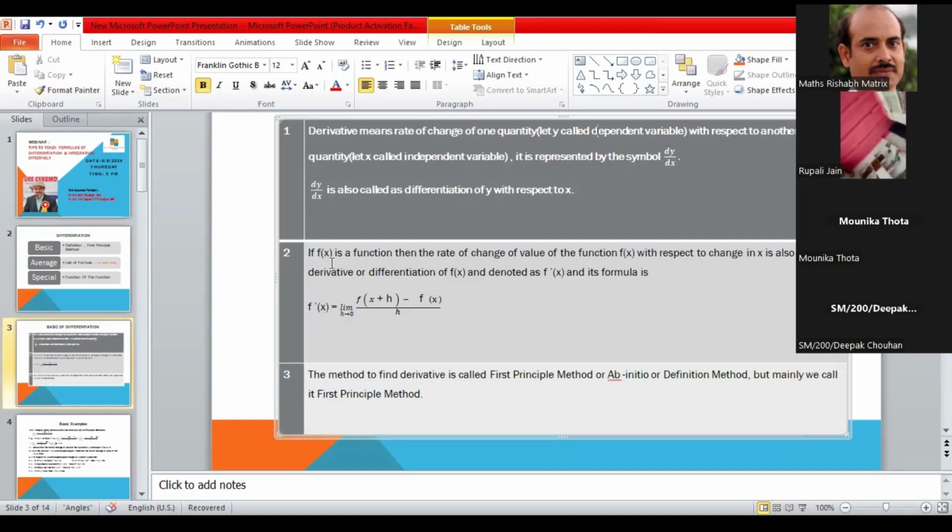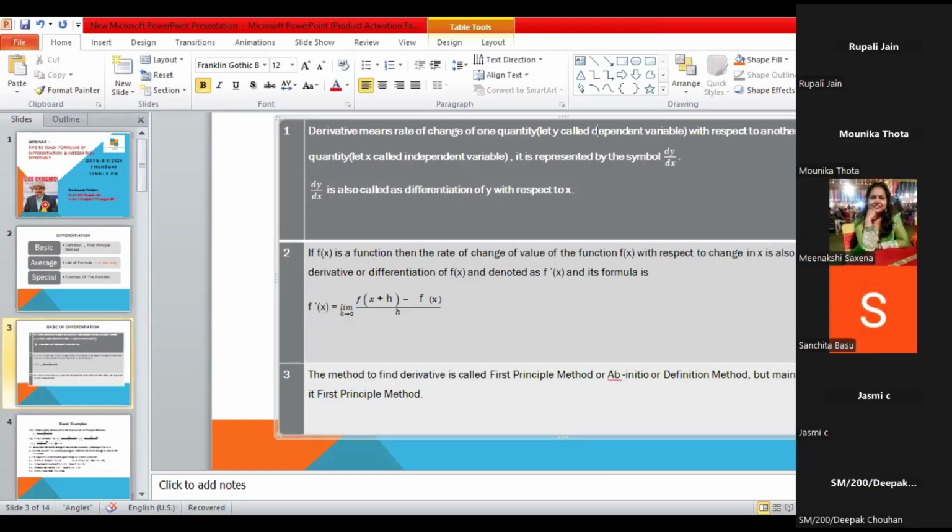So the second point is, if f(x) is a function, then the rate of change of the value of the function f(x) with respect to the change in x is called the derivative or differentiation of f(x). We normally denote it by f dash x. This is the formula: f dash x is the limit as h tends to 0 of f(x plus h) minus f(x) upon h, which we normally call the formula of the first principle method.